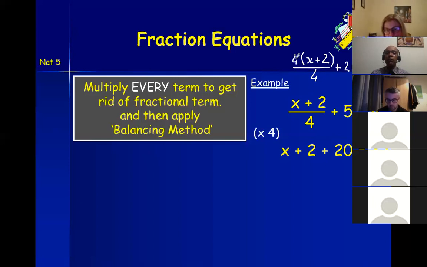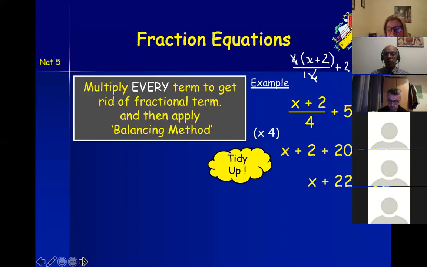Remember when we were simplifying, 4 over 4 becomes a 1. 1 divided by 1 is just 1. That's how you end up with x plus 2 plus 20 equals 32. That fraction is just x plus 2 divided by 1, and anything divided by 1 is just the thing that you've got. Now we're going to group the like terms. I've got 20 and 2, that becomes 22. And the 32 is still the 32 there.